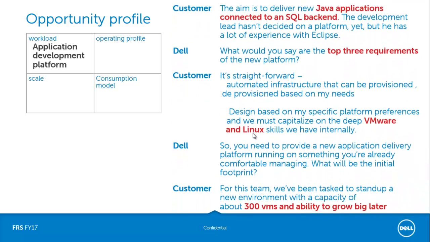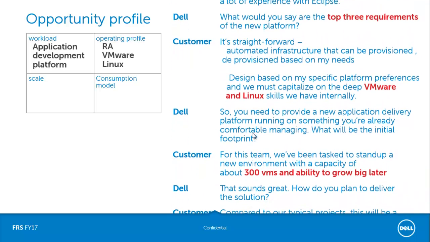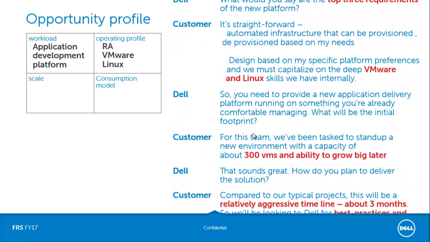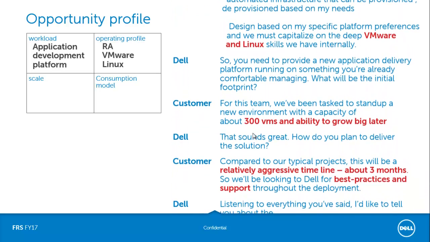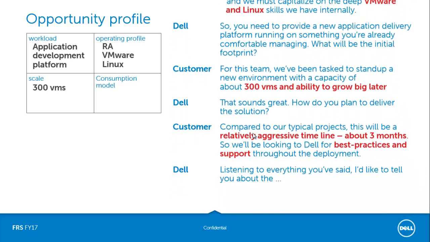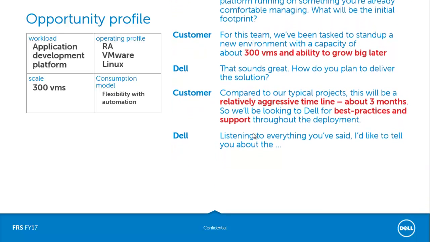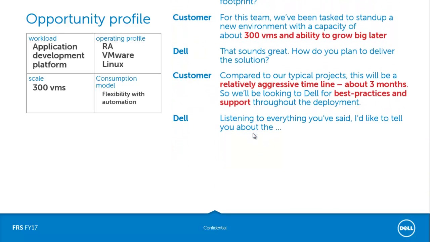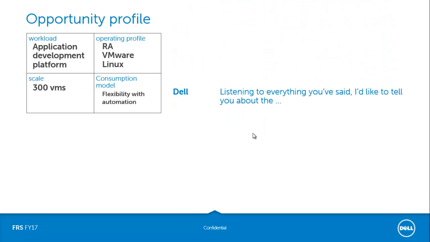And then she drills into what the top three requirements are. The customer says, I'm looking for a VMware-based environment. I have people with a Linux background, very comfortable with VMware. And I want to deploy 300 VMs to start with and grow over a period of time. And finally, she understands the consumption model for this customer. The customer has very aggressive timelines, and they want 3 months to go to production.